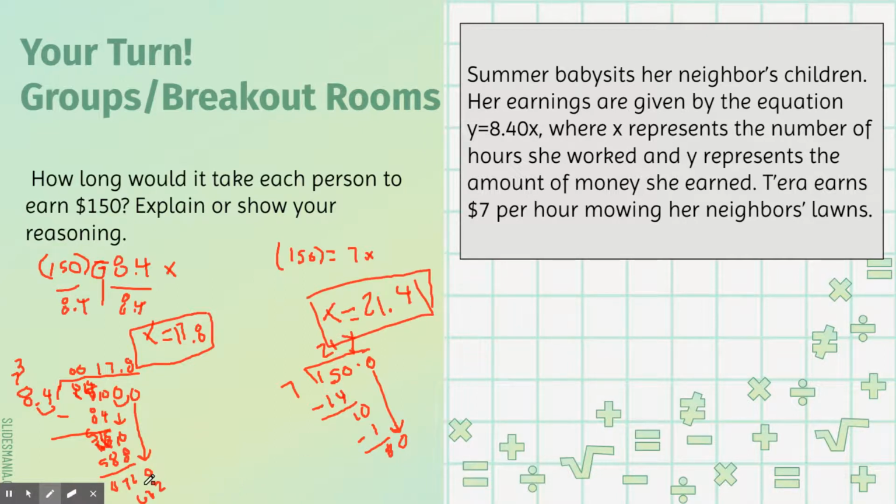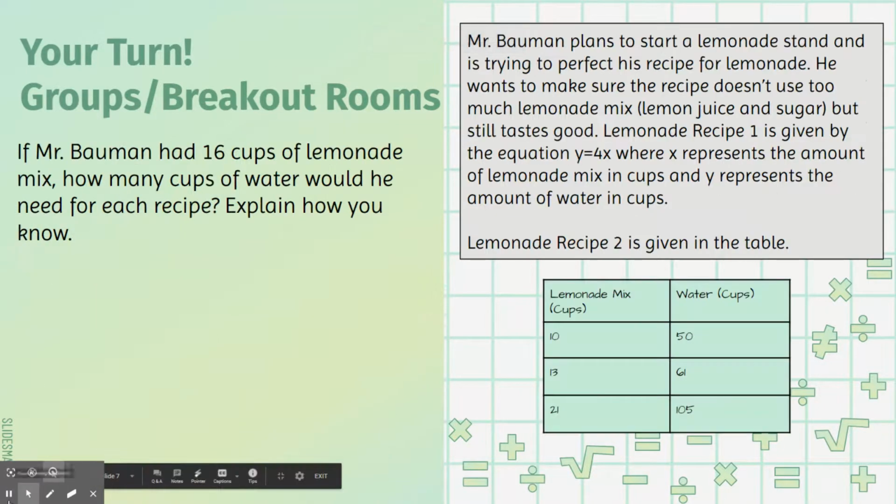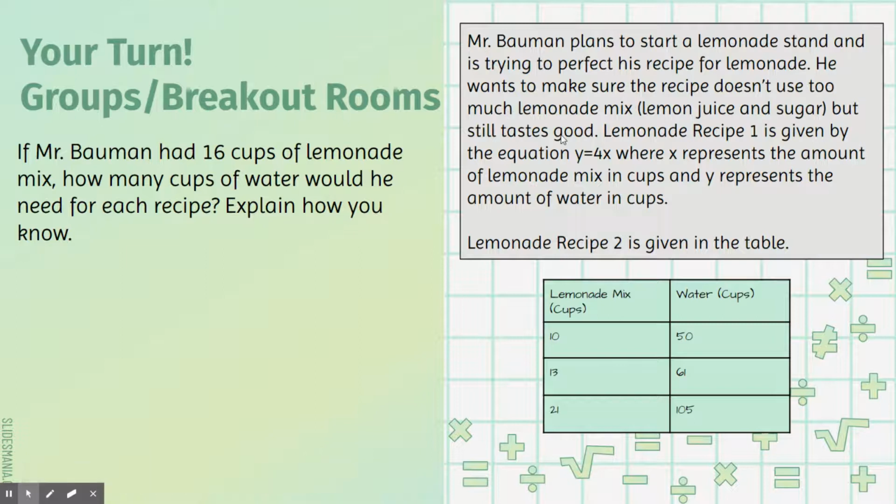All right, let's move on to the last problem. All right, so let's do our next problem. It says Mr. Bauman had 16 cups of lemonade mix. How many cups of water would he need for his recipe? Explain how you know. Well, here's his recipe. He starts a lemonade stand with his recipe.